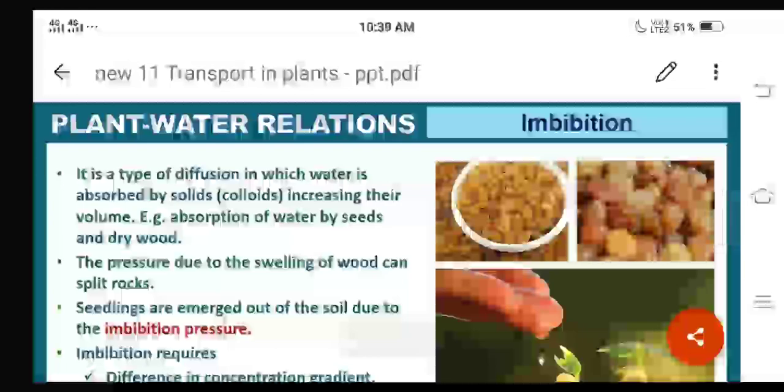And here, we can mention one example: absorption of water by seeds and dry wood. What is that one? Absorption of water by seeds and dry wood. And one more example we can give here: the pressure due to swelling of wood can split rocks.